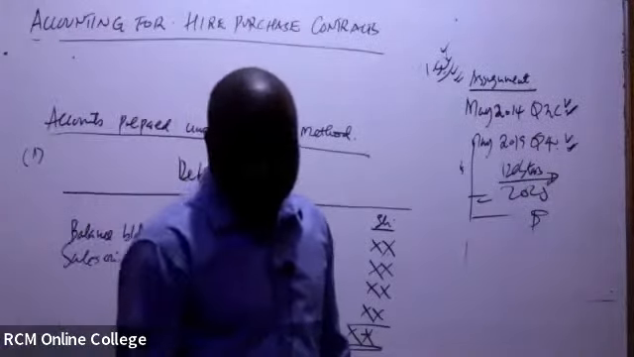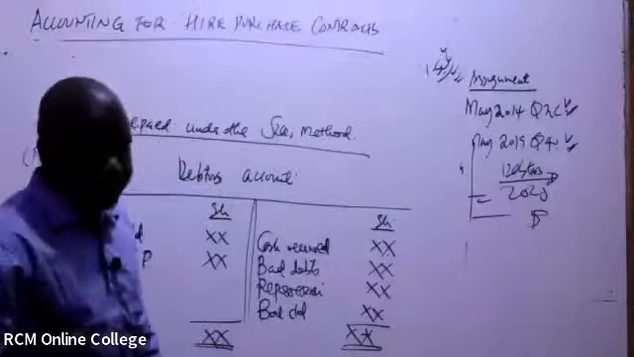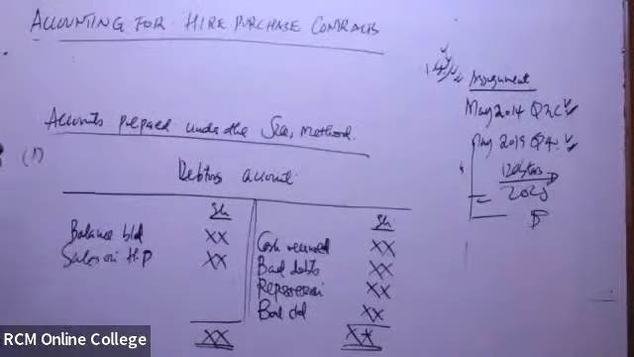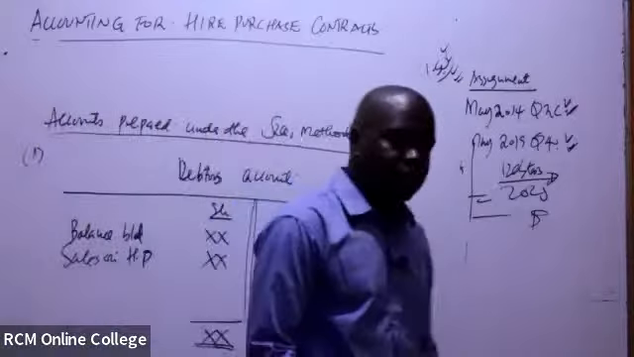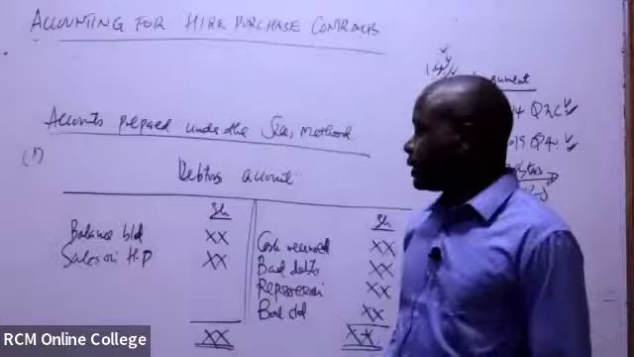So number two, we have what we call the repossession account. I hope you've been able to complete writing this one. Are you done writing? Because I want to rub and write another account.